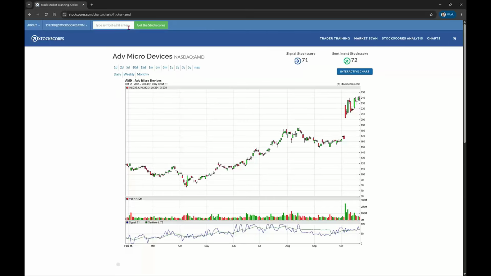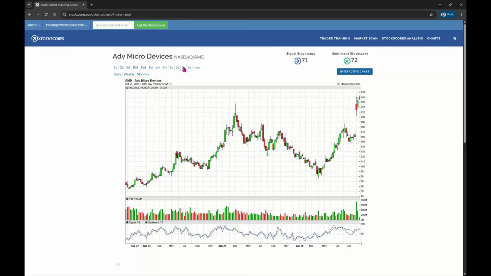AMD, good upward trend. I think a little extended. You know, we have this big gap up here. So that's a little bit worrisome. Let's take a look at this on the 3-year weekly chart. Yeah, it's a hold. I wouldn't buy it here. I think it's risky, but it is a good hold.